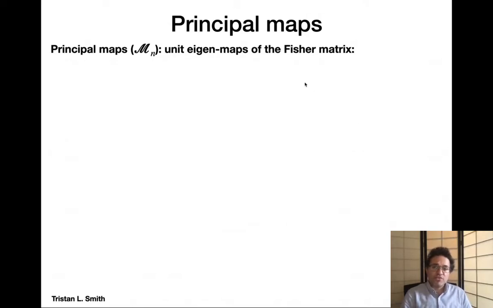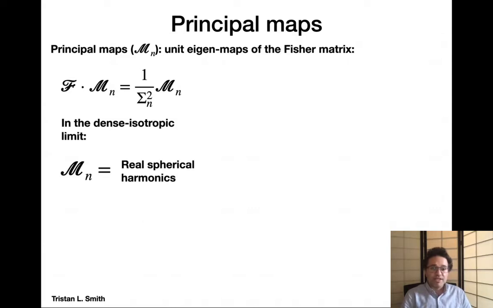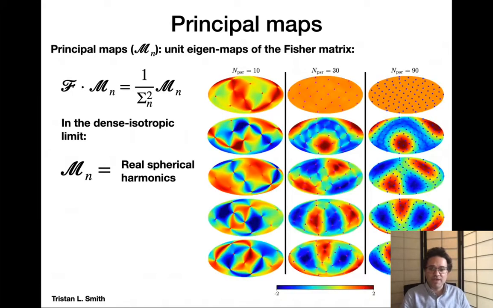One other thing that we can do that is essential in understanding the information content of a PTA is to define what we call principal maps. These are just the unit eigenmaps of the Fisher matrix. So we can find these unit eigenmaps whose eigenvalue is 1 over the square of the noise of the amplitude of that map. And we've shown analytically that in the dense and isotropic limit, these principal maps are equal to the real spherical harmonics. And we can actually see that progression here.